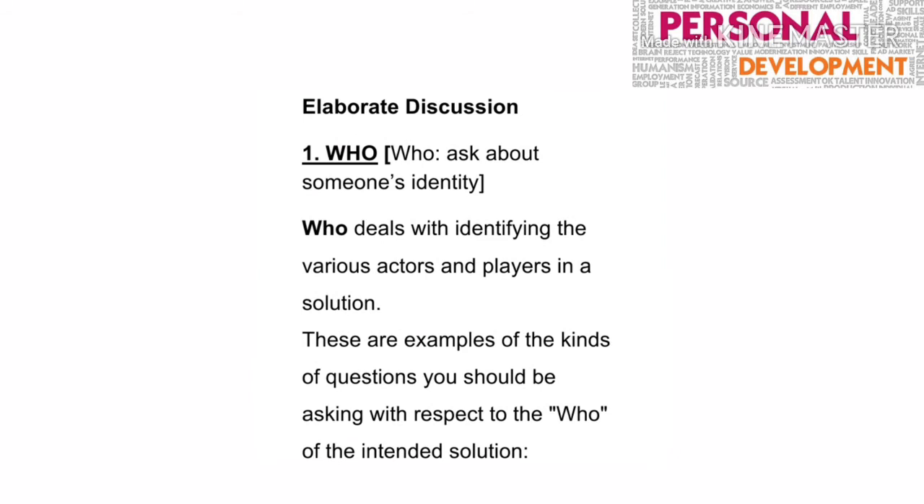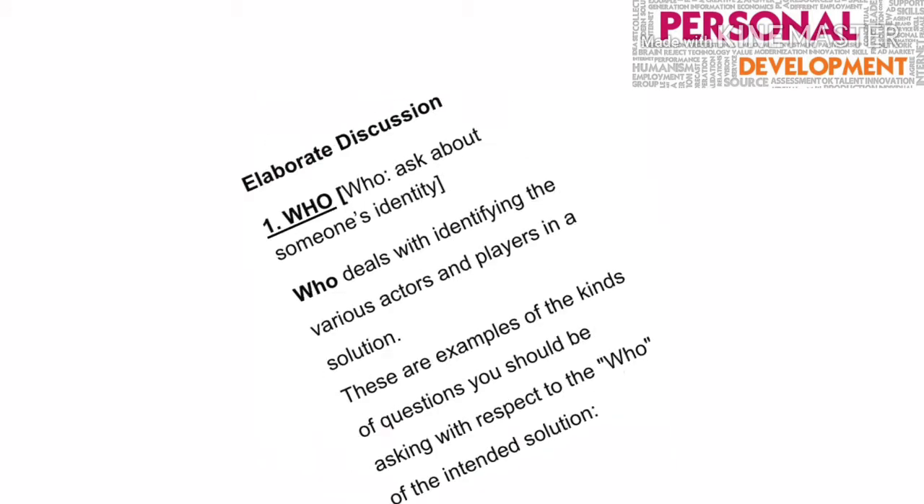Dear students, now elaborate discussion on it. Serial number 1. Who is used to ask about someone's identity. Who deals with identifying the various actors and players in a solution. These are examples of the kinds of questions you should be asking with respect to the who of the intended solution.